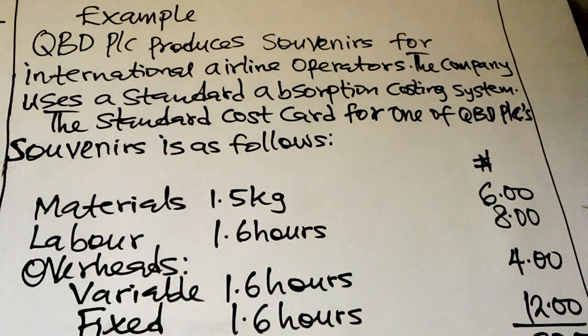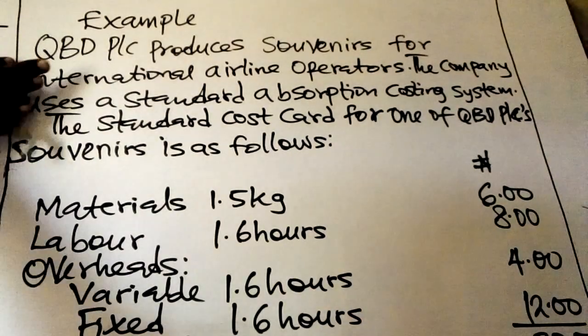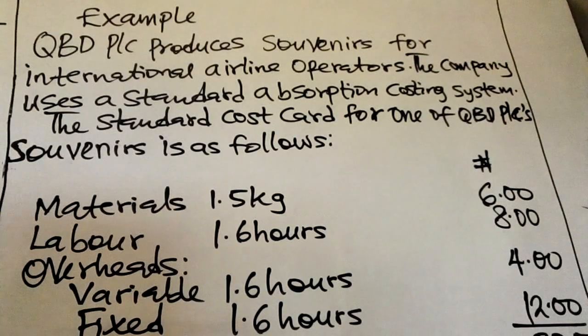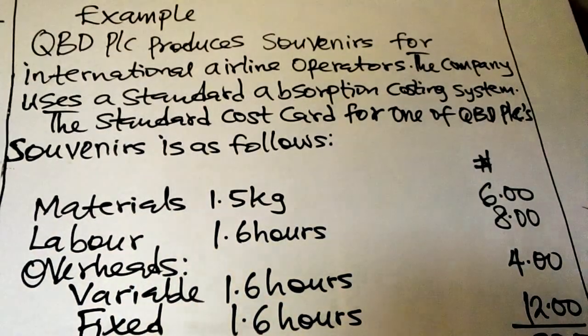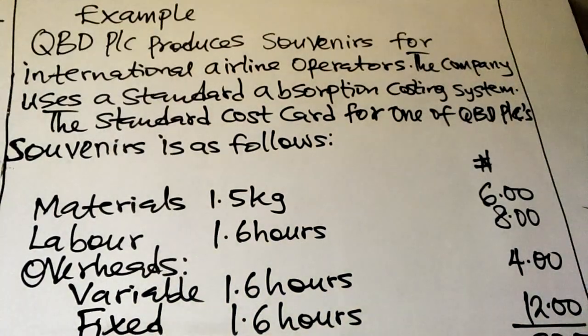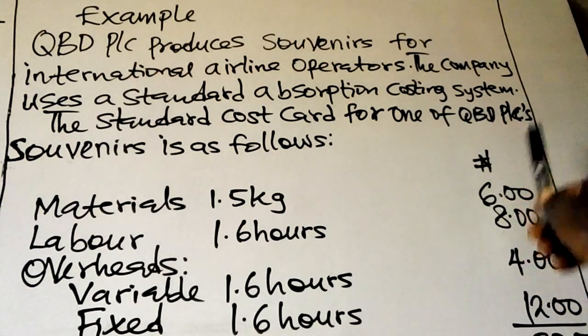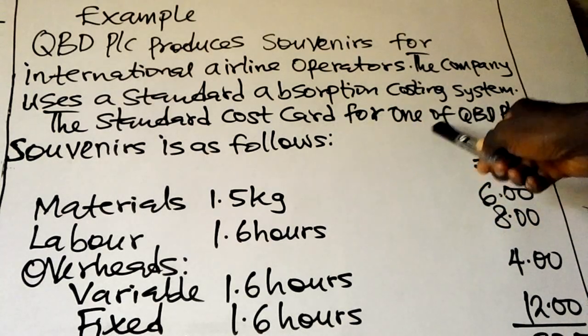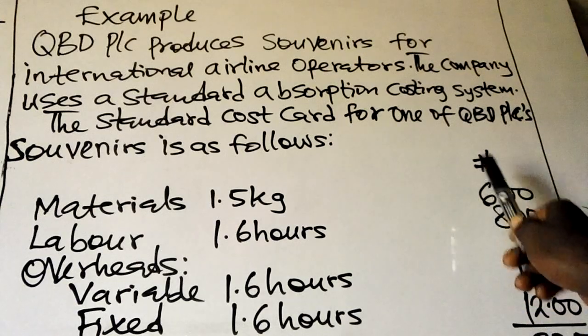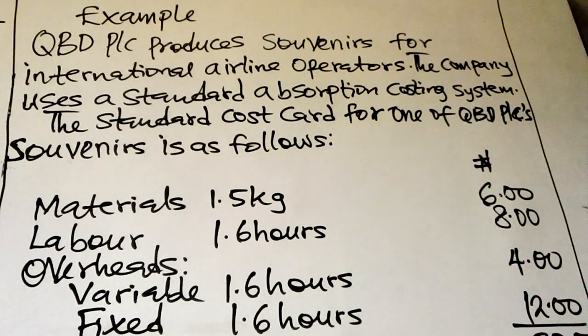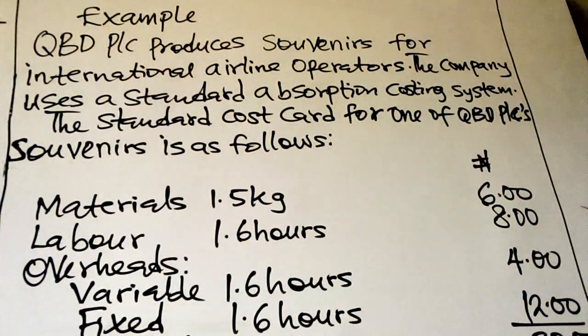The standard cost card for one unit of QBD PSE souvenir is as follows. We have material 1.5 kg at the standard cost of 6 naira. This is the standard cost per unit. This standard cost should not be confused with the standard price per kg. The standard price per kg is different from the standard cost per unit.